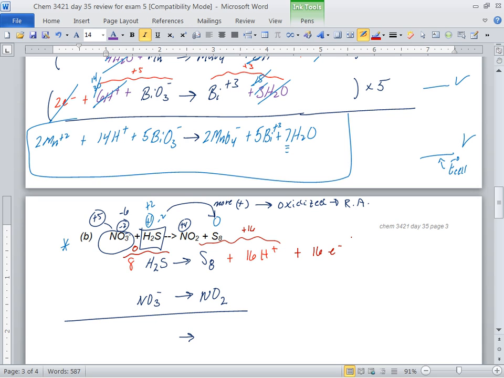So there's the sulfur half reaction balanced. I ended up with 16 electrons on the sulfur S8 side.